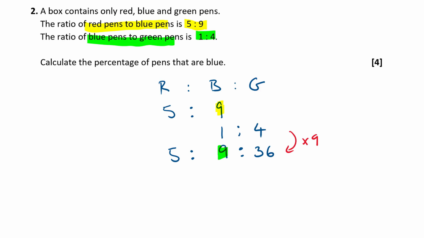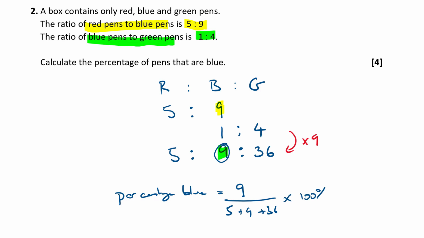Okay, now we know that, we can work out the percentage of pens that are blue, because we know that there are 9 blue pens for every 5 plus 9 plus 36 pens there are. So the percentage blue is going to be that 9 divided by 5 plus 9 plus 36, made into a percentage. Okay, so what's 5 plus 9 plus 36? That is 50, isn't it? So it's 9/50ths. Well, I might just make that into 100ths and say that's 18%.